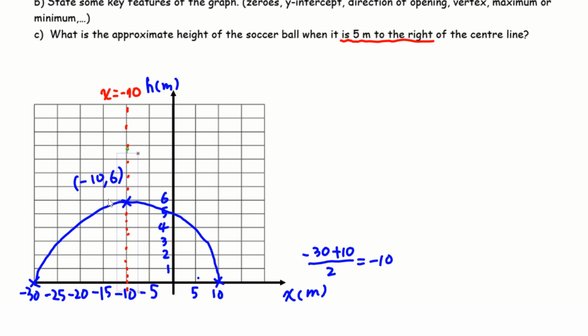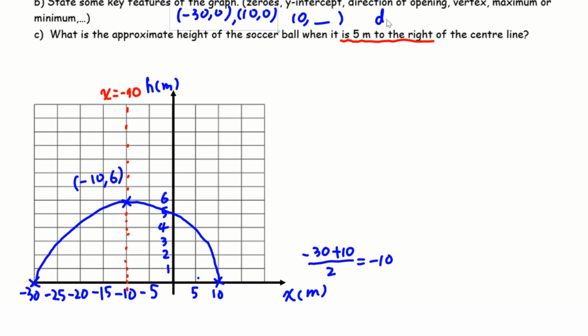Okay, so this is a path, and we are going to state the key information, the zeros. Zeros will be the x-intercept, so it's -30 and 10. So this is for the zeros. And y-intercept, we couldn't see it from here, so we could later sub in x equals 0 and find the y. We need the equation for that.